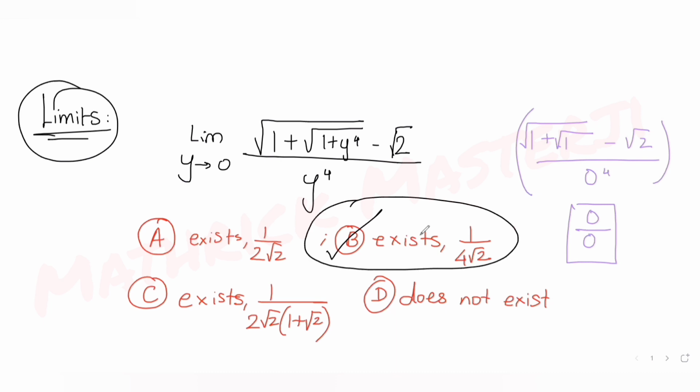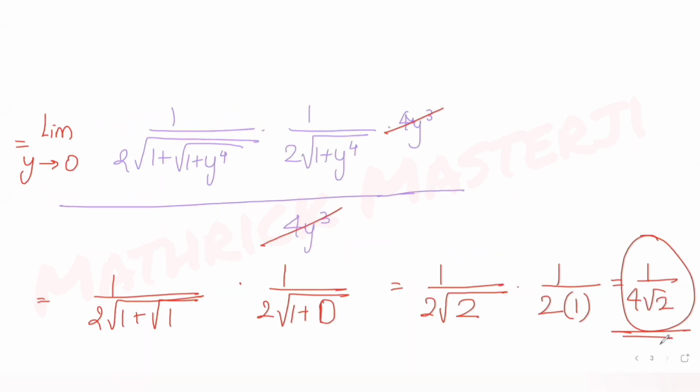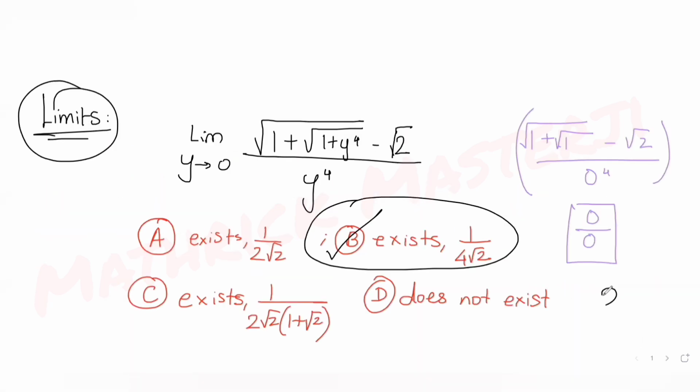So B becomes the correct answer: the limit exists and the value for that is equal to 1 upon 4 root 2. Answer is B. So you get the correct answer for the question, and that matches with option B.